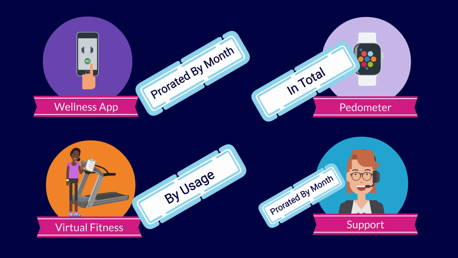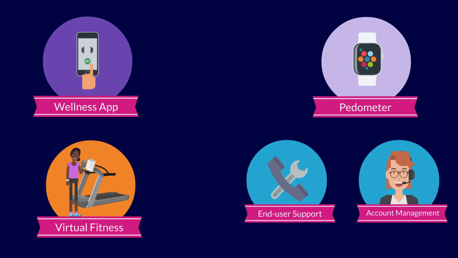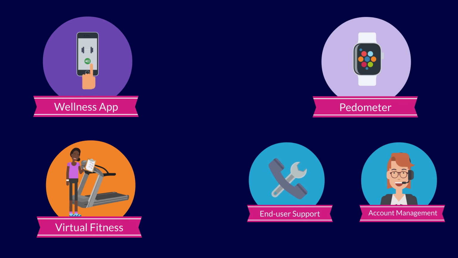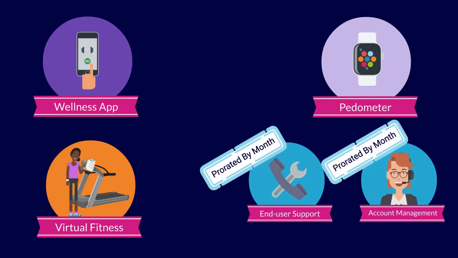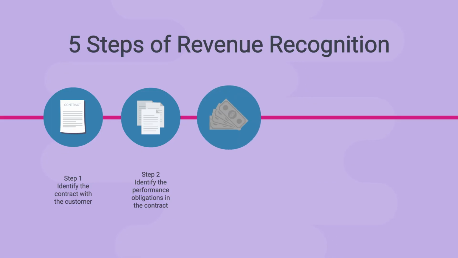Some items may in fact represent multiple performance obligations and may need to be unbundled into multiple items for revenue recognition purposes. For example, support services are unbundled into account management and end-user support services and recognized over the duration of the contract.